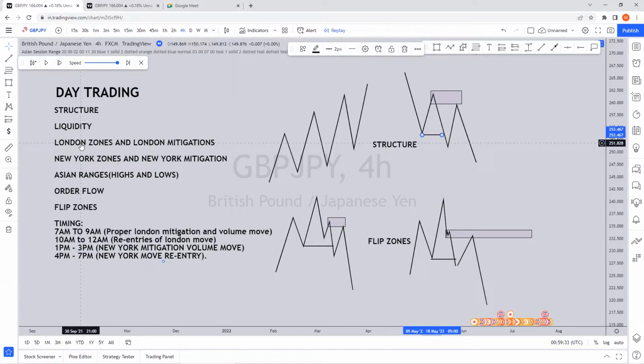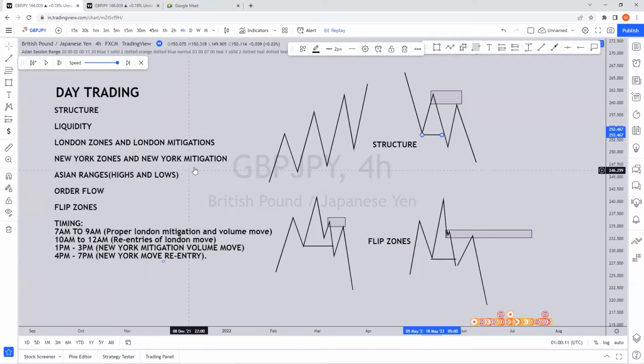And you want to take note of New York zones and New York mitigations. Zones that are formed during New York are very important, and you want to ensure that you utilize them. And also New York mitigation and New York volume, you want to know about those too. New York mitigation is a mitigation that happens during the New York session. So you should always be able to find entries during the London session and at the same time during the New York session.